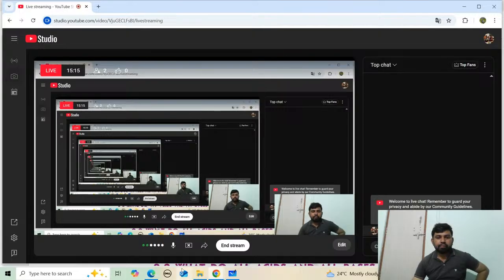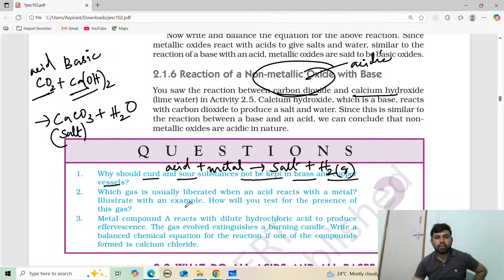Now see here, next we have the second blue question. Which gas is usually liberated when an acid reacts with metals?